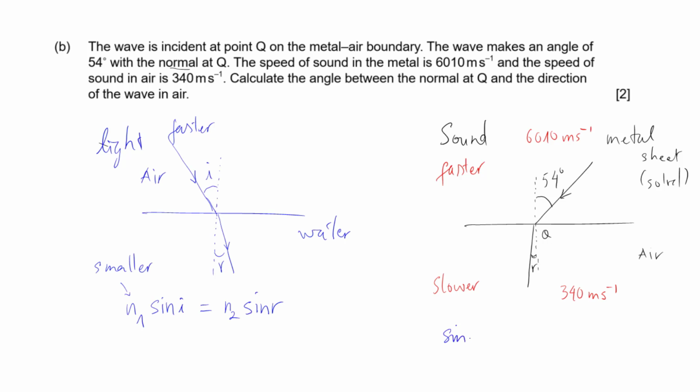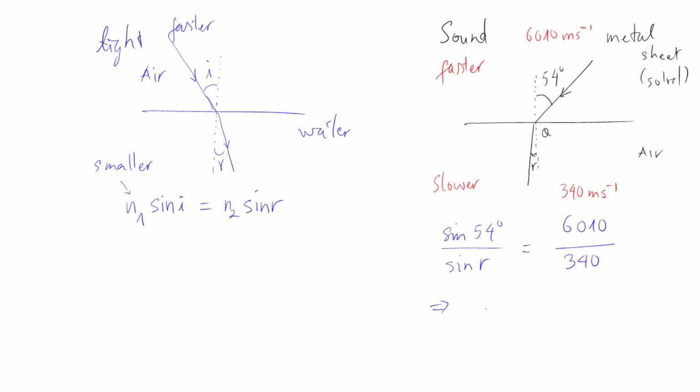We have sine of the incident angle, which is 54 degrees, over the sine of the refracted angle R, which we have to find, must be equal to the ratio of the faster speed and the slower speed. The faster speed is 6010 meters per second and the slower speed is 340. So we can calculate the angle from this equation, right? The angle R is approximately 2.6 degrees, a lot smaller than the incident angle. That is how we answer this question.